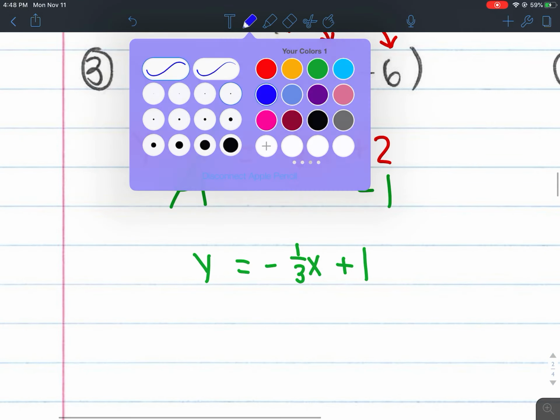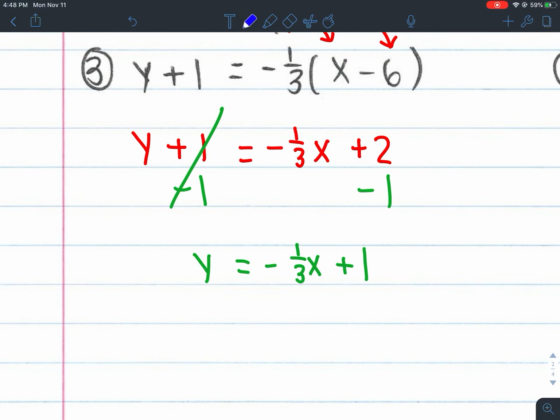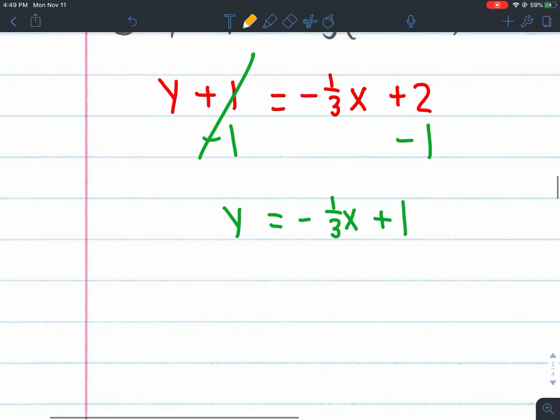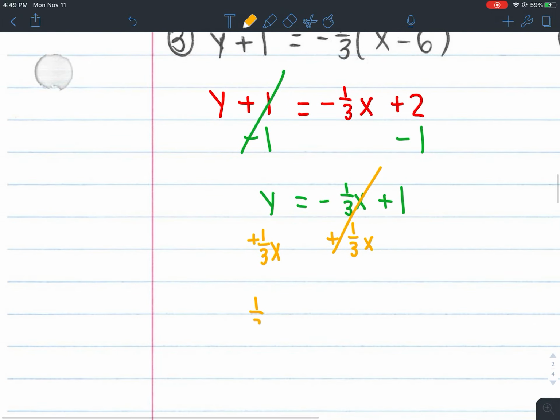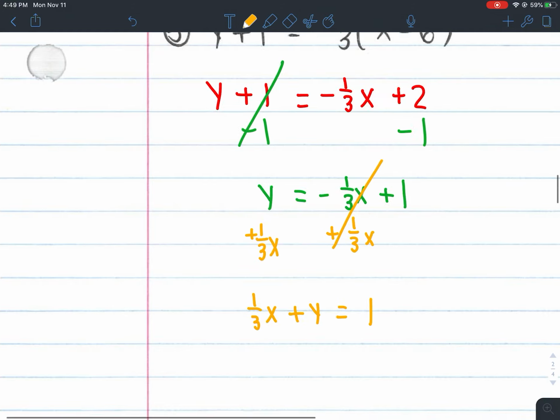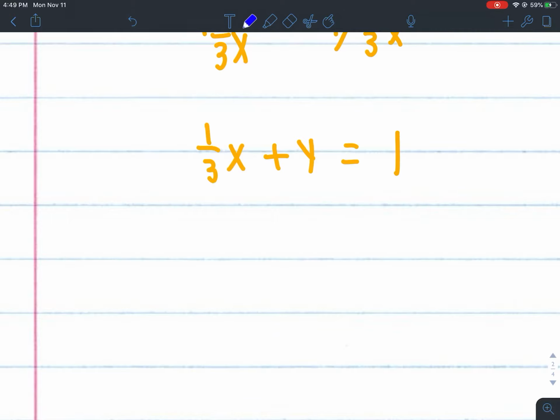Our goal again is still to get x and y on the same side. So let's go ahead and get them on the same side. We're going to add 1/3 x on both sides to get rid of the x on the right. We want them on the same side. So then I have positive 1/3 x plus y equals positive 1. Is this in standard form? Not quite, but close, right? So x and y are on the same side. A is positive because it's positive 1/3, but there's a fraction present. We need to get rid of that fraction.